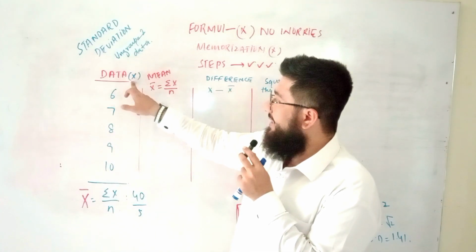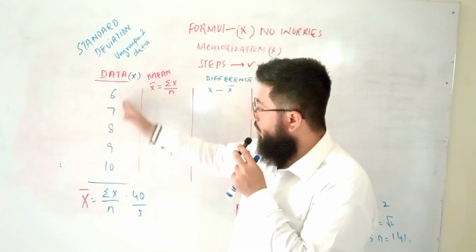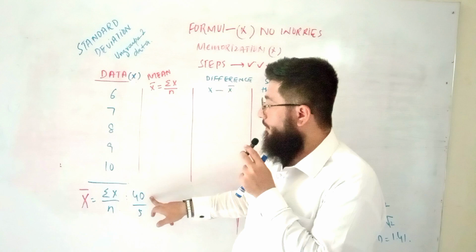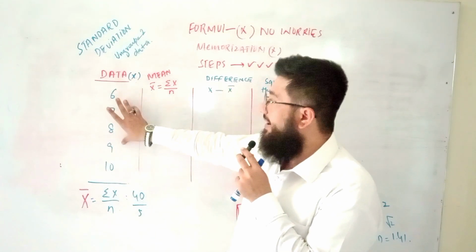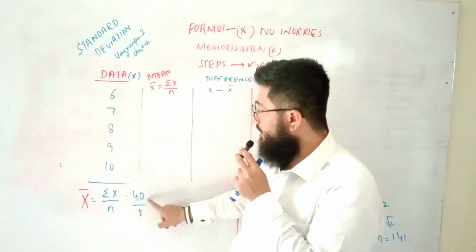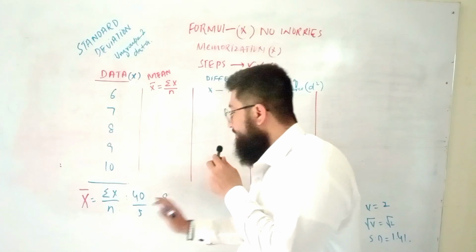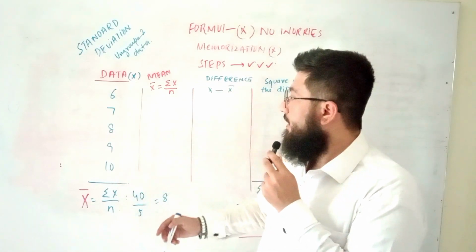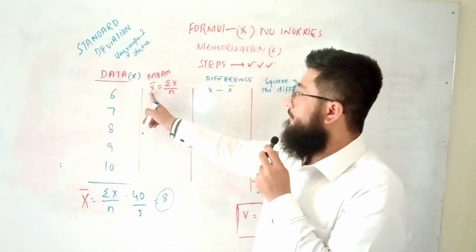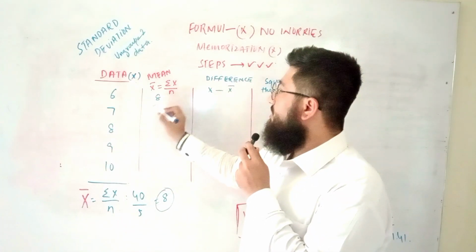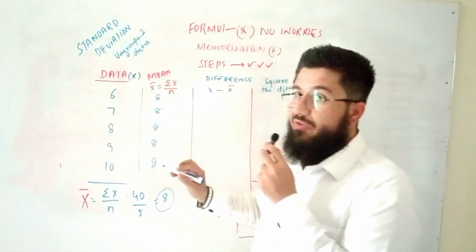We call this data x. So the summation of x, all these summed, gives us 40. And n is the number of observations: 1, 2, 3, 4, 5. So we have 5 figures, hereby divided by 5. We'll get the result: 5 8s are 40. This is your mean, x bar. Just write this in front of each number: 8, 8, 8, 8.